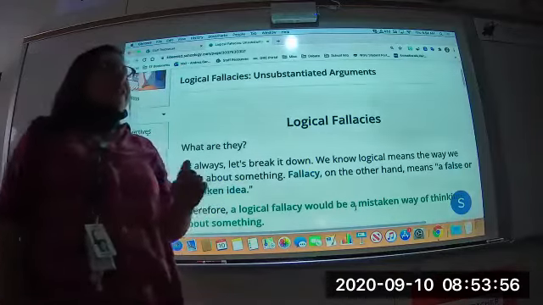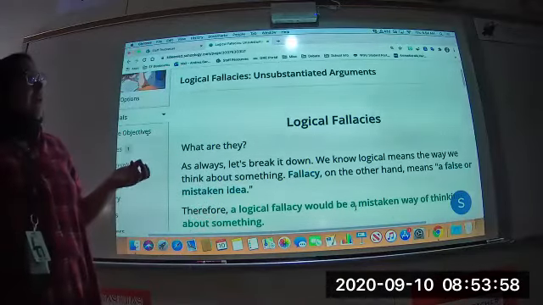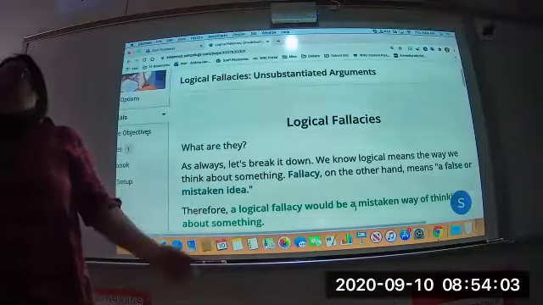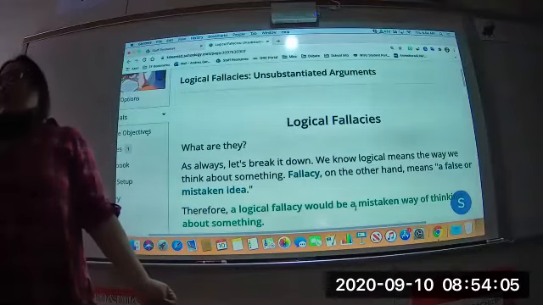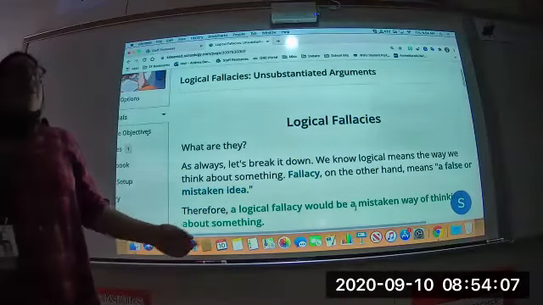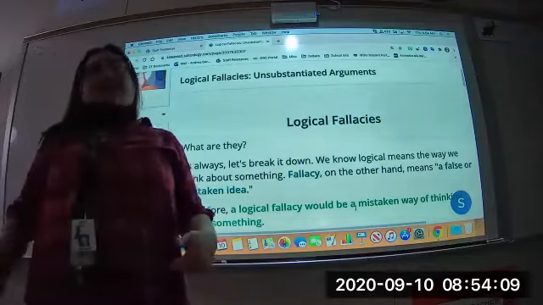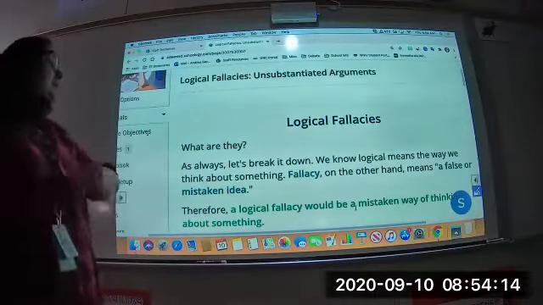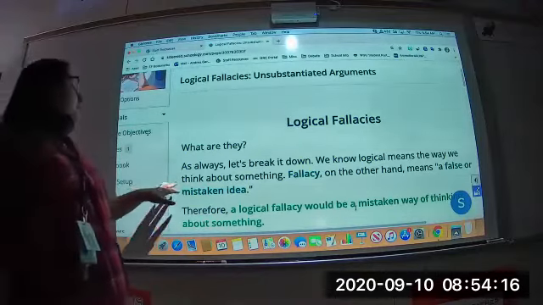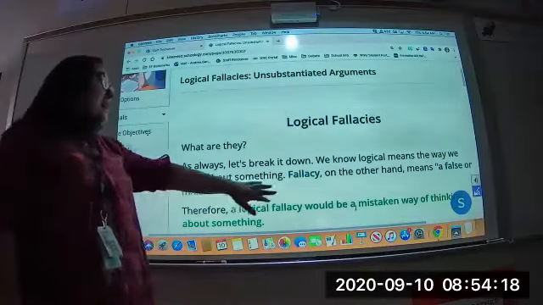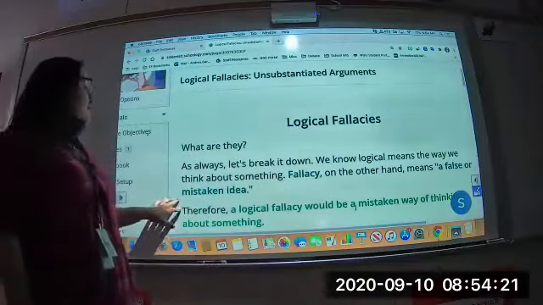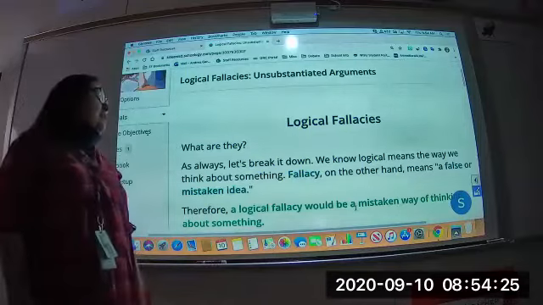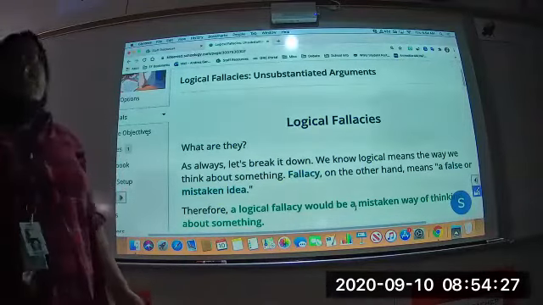So like I said, if I were to walk in here and say the Longhorns are the best football team in the world, and I don't support that, that's an unsubstantiated opinion or argument, right? But if I start providing facts, maybe I can substantiate that. So logical fallacies, what are they? As always, let's break it down. We know that logical means the way we think about something, and a fallacy, on the other hand, means a false or mistaken idea. So therefore, a logical fallacy would be a mistaken way of thinking about something.